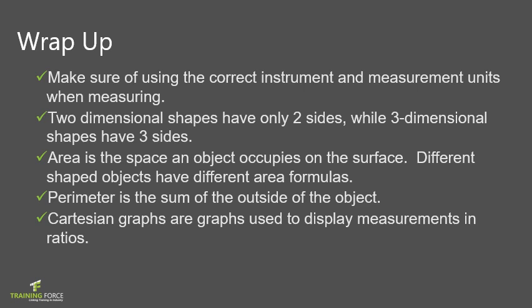And that's a wrap for topic 2. Make sure of using the correct instrument and measurement units when measuring. 2-dimensional shapes have only 2 sides, while 3-dimensional shapes have 3 sides. Area is the space an object occupies on the surface. Different shaped objects have different area formulas. Perimeter is the sum of the outside of the object, and Cartesian graphs are graphs used to display measurement in ratios.